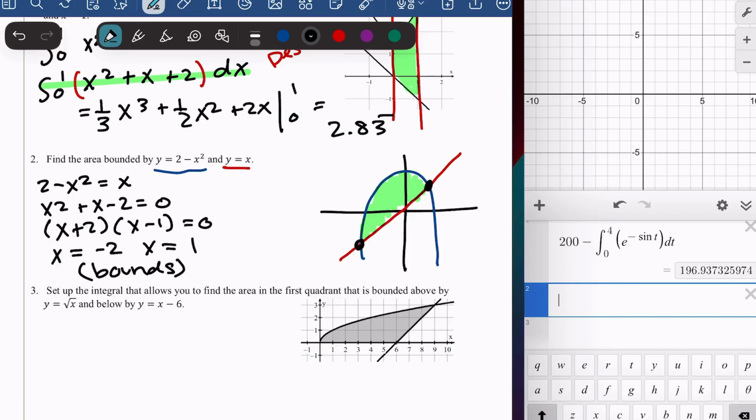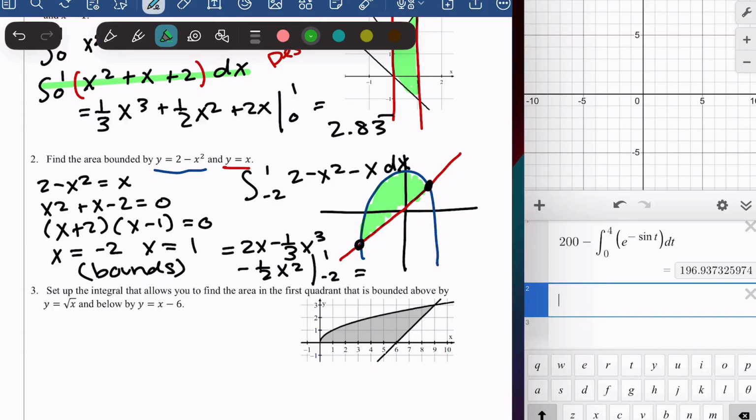Then I'm going to do the integral from negative 2 to 1, and which function is on the top? The quadratic. So I'm going to do 2 minus x squared minus the function on the bottom, which is x, dx. This is very easy to integrate, so I'm going to show that step. And so I have 2x minus 1/3 x cubed minus 1/2 x squared, evaluated from negative 2 to 1. But you can go ahead and take this equation, put it into Desmos, and tell me what you get.